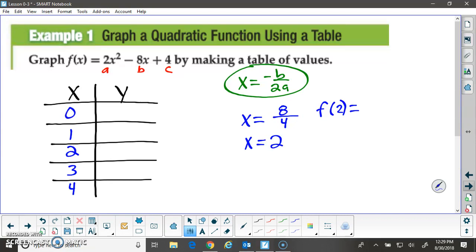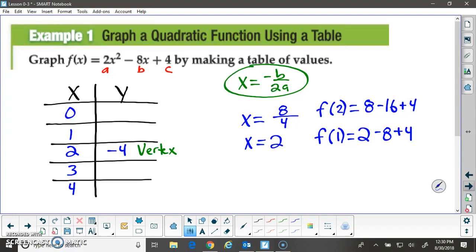If you put in 2, you should get 8 minus 16 plus 4, which gives us a -4. So that point right there that I just came up with is called the vertex. Talk more about that in just a minute. Now, I can put in a 1 or a 3, and they should produce the exact same outputs, or y values. Since it's easier to put in a 1 than a 3, I'm going to do that now. And that would give us 2 minus 8 plus 4, which is a -2.